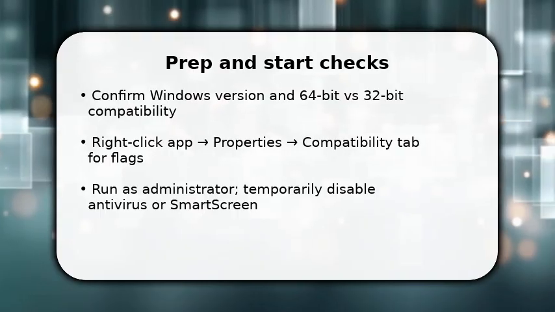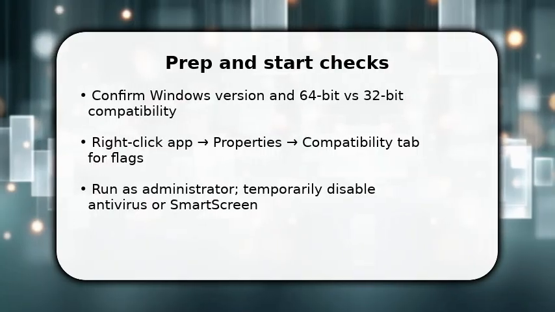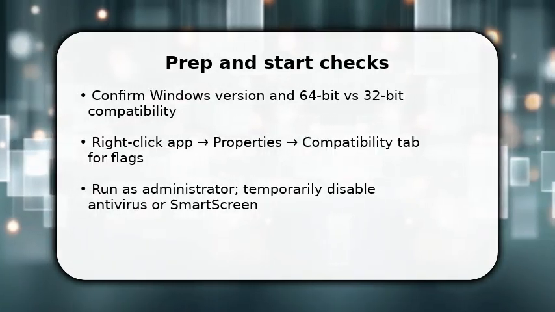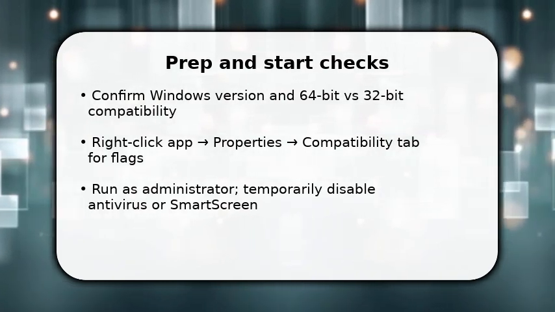Next, right-click and choose Run as Administrator to grant needed permissions. If security software blocks the installer, temporarily disable antivirus or SmartScreen, but make sure to re-enable protection after testing.